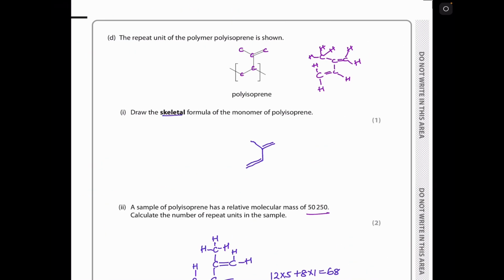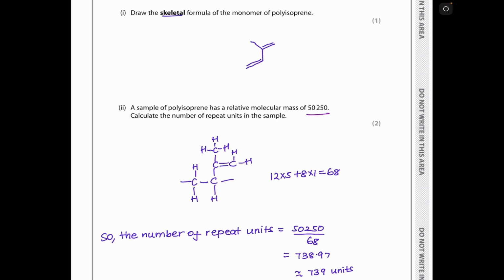And in part D, the repeat unit of the polymer polyisoprene is shown, which is that. There is a double bond here already, but to draw the monomer, ignore the extension bonds and then put a double bond here. So this is what we have. A sample of polyisoprene has a relative molecular mass of that. Calculate the number of repeat units in this sample.